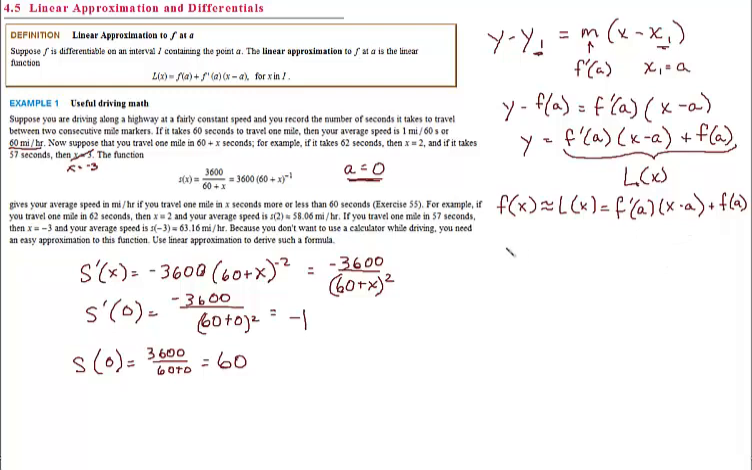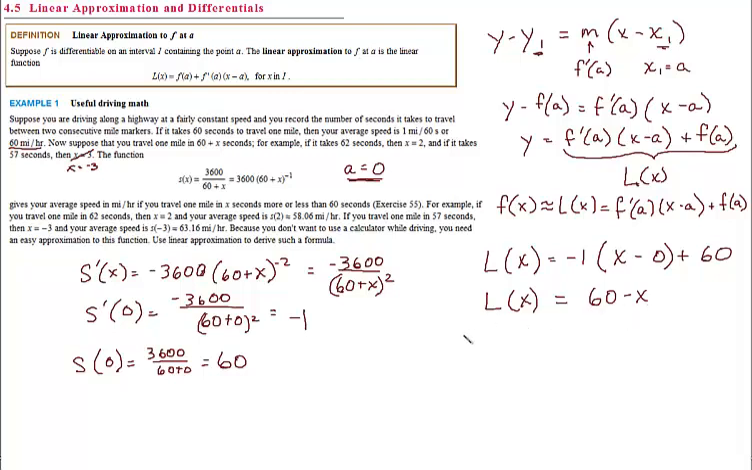I found those. So my L of x, or my linear approximation, f prime, that would be a -1 times x minus this 0 plus the 60. Rewriting, that would give me 60 minus x. So my linear approximation to the average speed says just take whatever x is and subtract it from 60.